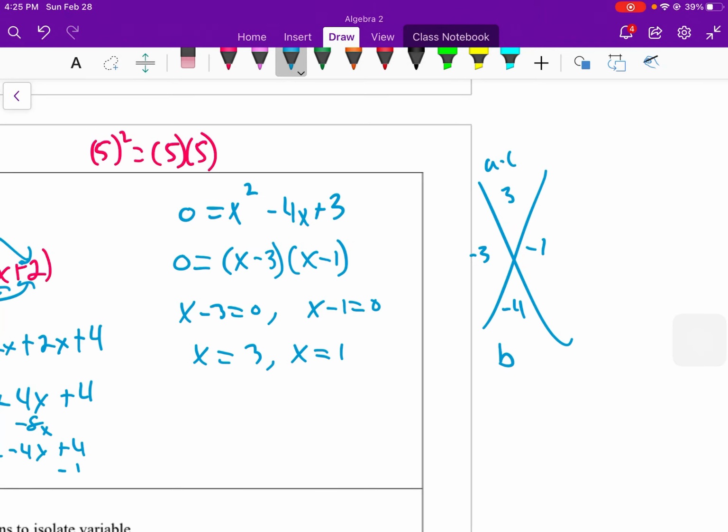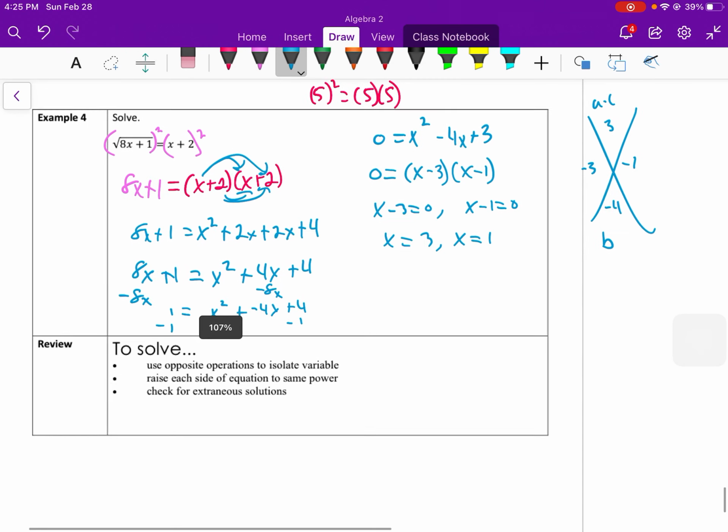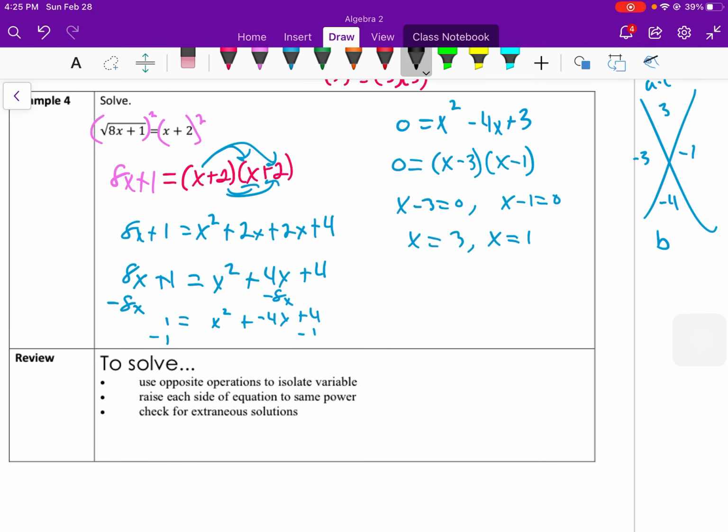Again, one last step. We must substitute these values back in and check for extraneous solutions. So let's check, actually, let's do 1 first. So I'm saying we're substituting 1 in. My colon is implying that I'm going to substitute it. So the square root of 8, when we plug in x, it'd be 8 times 1 plus 1 equals 1 plus 2. So the square root of 9 equals 3. 3 equals 3. Yes, that's good. So 1 is a real solution.